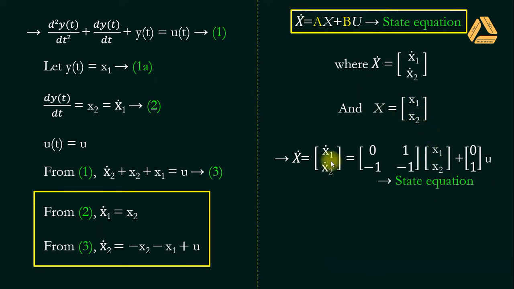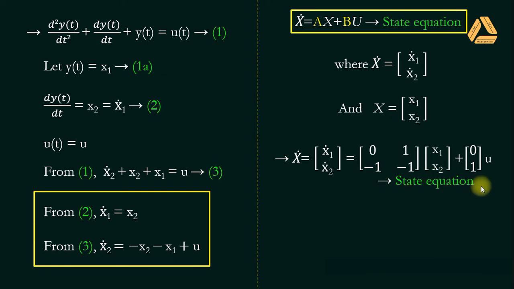So the state equation is given by this. See, small x1 dot is given by x2, right? So that one I have written in the matrix form. So 0 into x1 plus 1 into x2 plus 0 into u. That is given by this equation. And x2 dot is given by minus 1 into x1 plus minus 1 into x2 plus 1 into u. So that is given by this equation. I am just representing the algebraic equation in terms of matrix format.